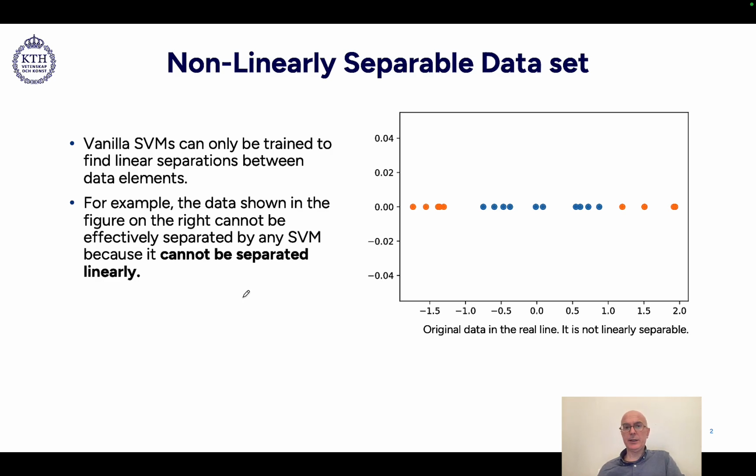For instance, the data shown in the figure on the right here cannot be effectively separated by any support vector machine. There is no line that we can draw on this diagram to separate the orange and the blue points. In fact, we would need two lines to do it, which is not possible in a vanilla support vector machine. What are we going to do?